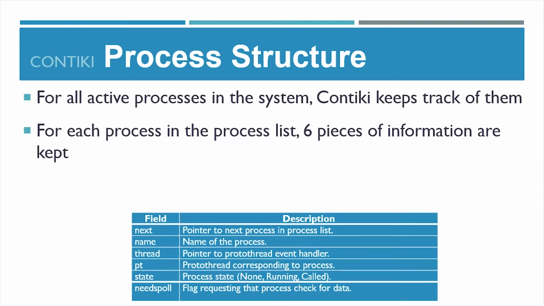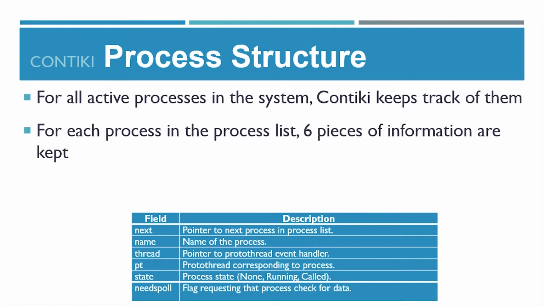We have a name for the process, a thread, which is a pointer to the protothread event handler. We have a PT, which is a protothread corresponding to a process. And we will talk about this in detail as we look into the code of our Hello World example. We also have the state, which designates the process state, could be none, could be running or called. And finally, the needs poll, which is a flag requesting that the process check for data.